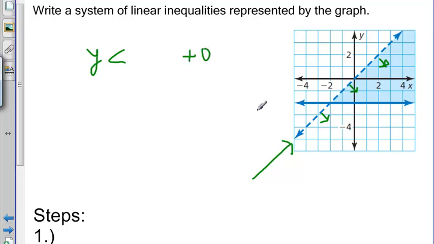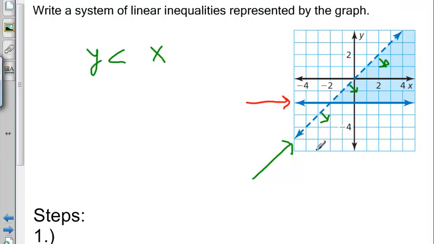I'm going to erase that, but I want you to see that it is kind of like that. And the slope is just 1x, or just x. So really, if we simplify it down, that's what that line is. Okay? Now we'll look at the next one.